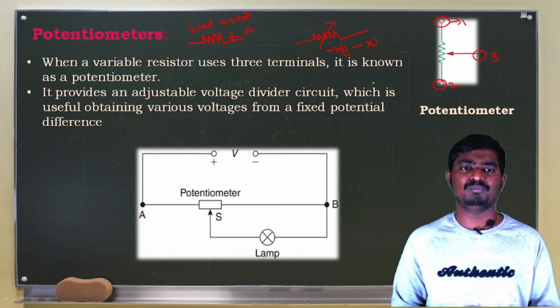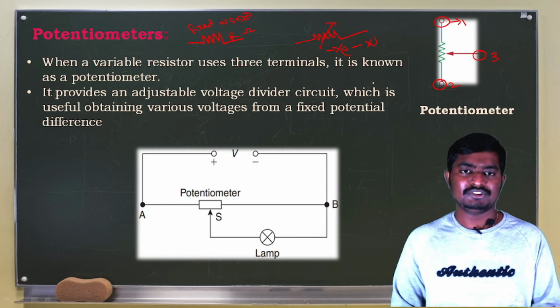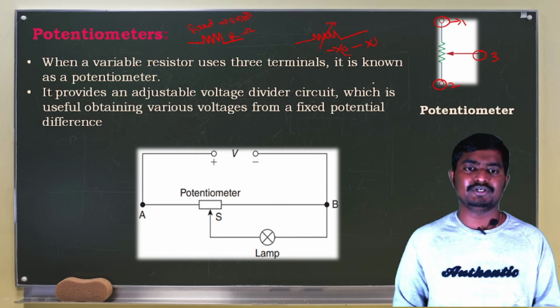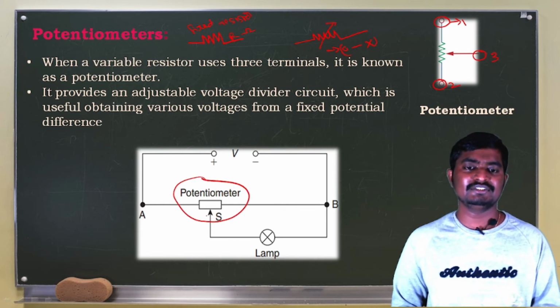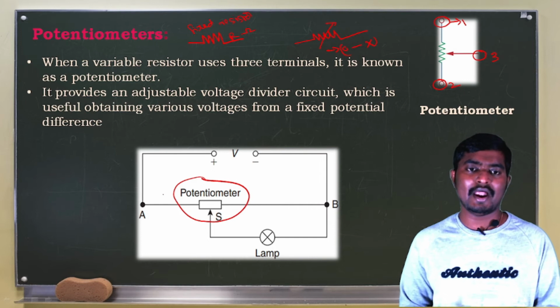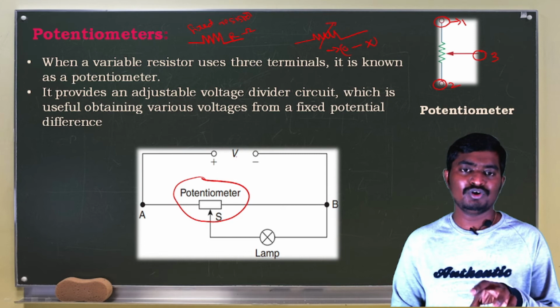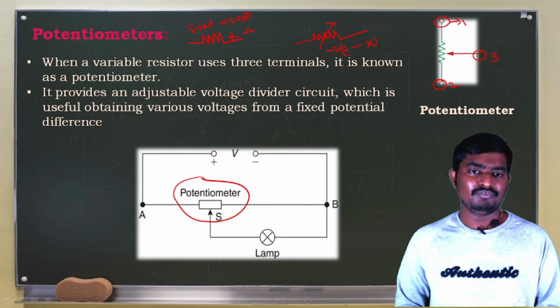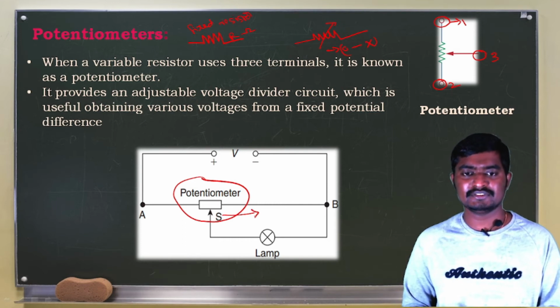A potentiometer provides adjustable voltages, even though we have a fixed voltage source. We will see the diagram of a potentiometer. This is the potentiometer, and the terminals are A, B, and S. These are the three terminals. Across the terminals B and S, we are connecting a lamp, and these two terminals A and B are connected to a voltage source. Here, the value of the voltage source is fixed. It does not vary. For a potentiometer, we use three terminals, and here S is the sliding contact.